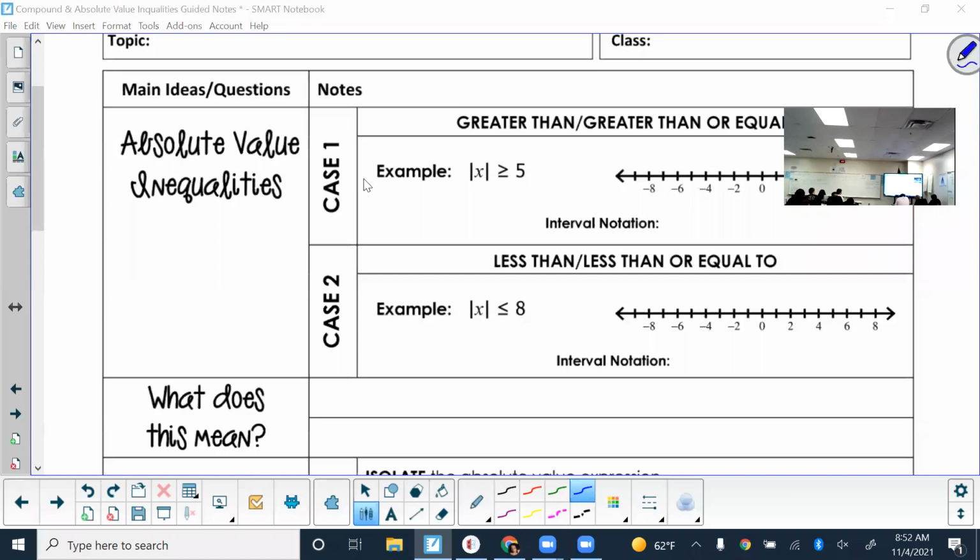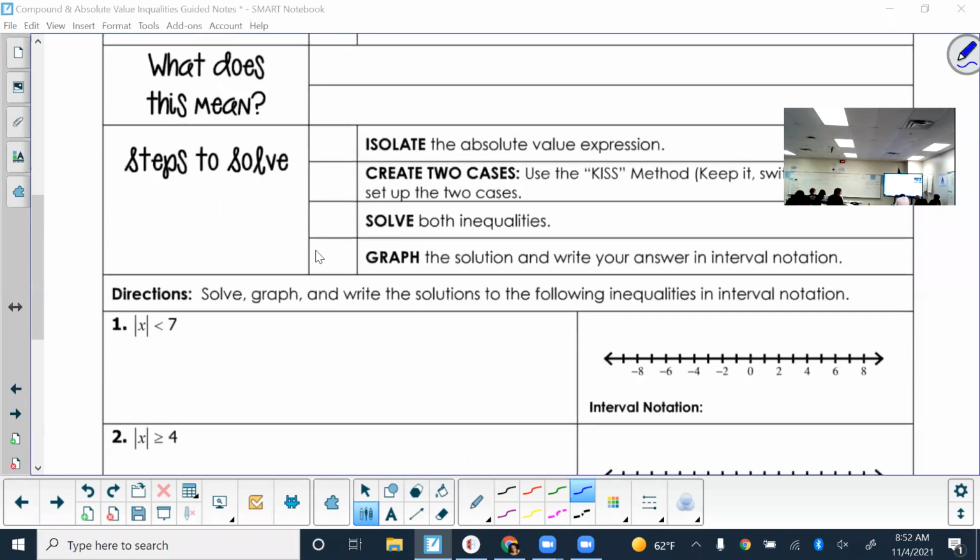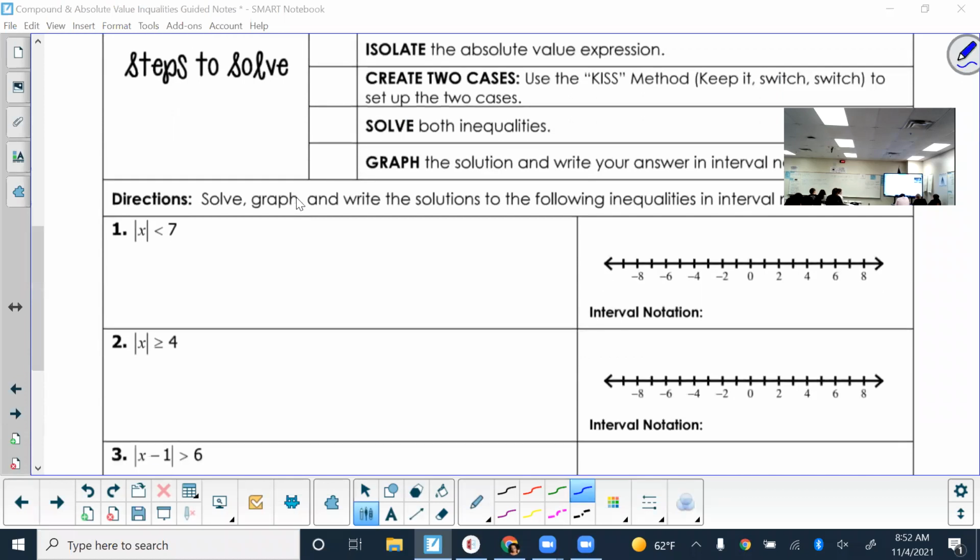All right, so the absolute value inequalities, before I explain this part up here to you, let's go over the steps. That's the really important part that everyone forgets. They want to treat it like a regular equation, and that's just not what you do with absolute value inequalities. In order to solve these, you need to first isolate the absolute value bars. So get the bars alone.